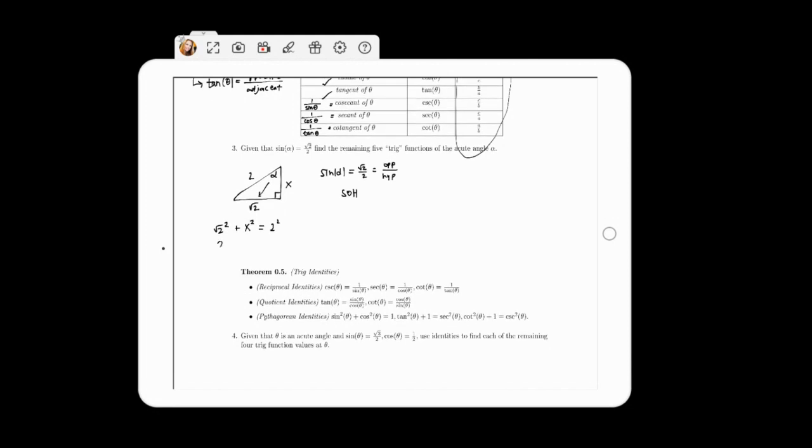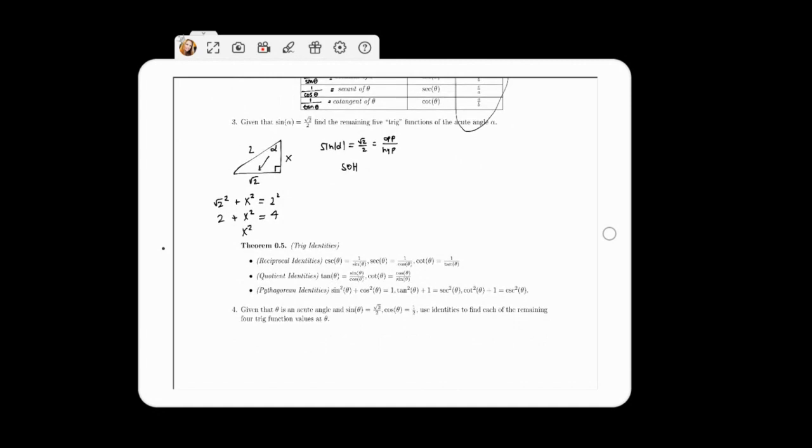So I have 2 plus x squared equals 4. Subtracting 2 from both sides gives me x squared equals 2, which means x equals root 2. Again, I reject the negative because we're only talking about side lengths. Okay, so x is equal to the square root of 2 by the Pythagorean theorem. And now I can use the table above to get all of the other trig functions. So SOHCAHTOA will let me get them.